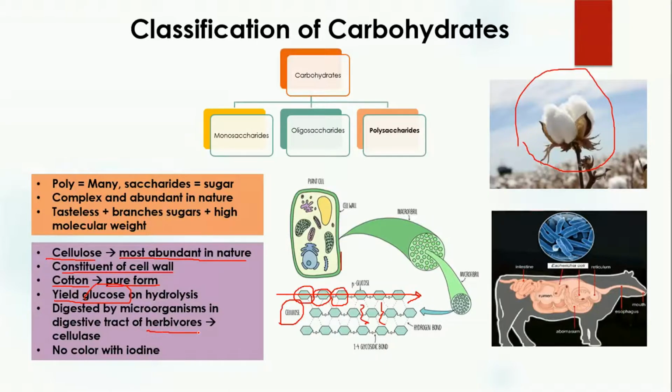And why can they digest it? Because they have specific microorganisms in their digestive tract which produce the enzyme cellulase, and this cellulase acts on the cellulose molecule and breaks it down. So this part here, the digestive tract of the herbivores, consists of specific microorganisms. If you want to test cellulose with iodine, you cannot, because the iodine is not going to change its color, and you cannot identify it with the help of iodine.